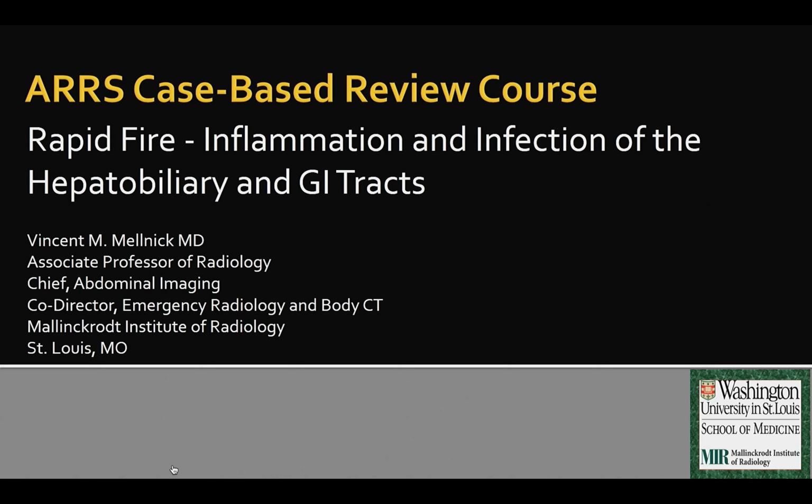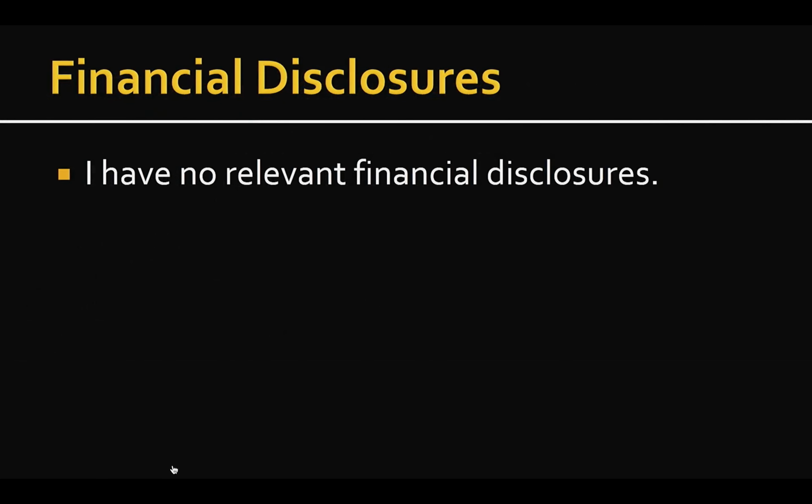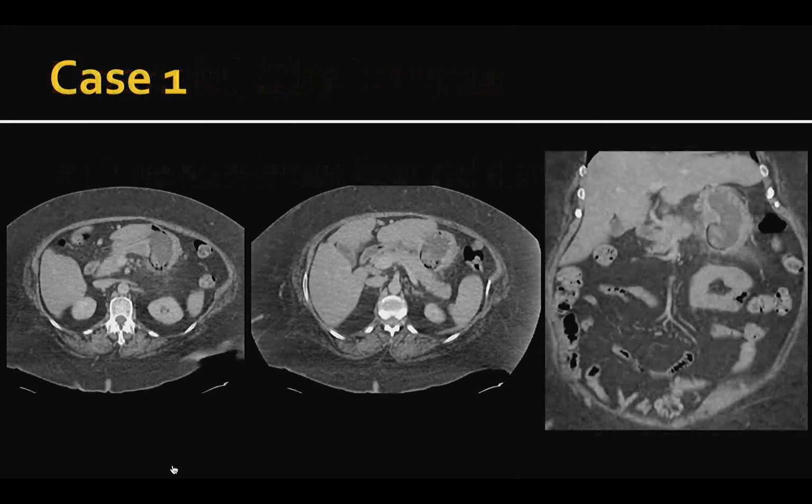Thanks very much for the opportunity to kick off this great session. My topic today is rapid fire cases that involve inflammation and infection of the hepatobiliary and GI tracts. I have no disclosures relevant to this topic. So I'm going to try to get through about 15 cases in the next 20 minutes, and I'm going to try and present cases that I think can be difficult diagnostically or can be confused for things that are non-inflammatory.